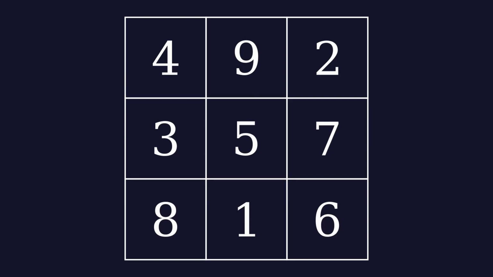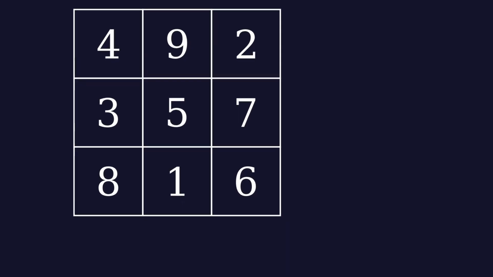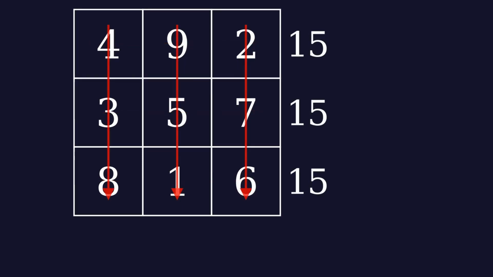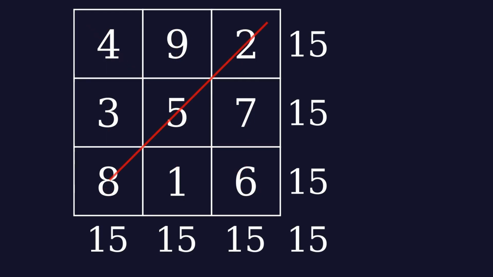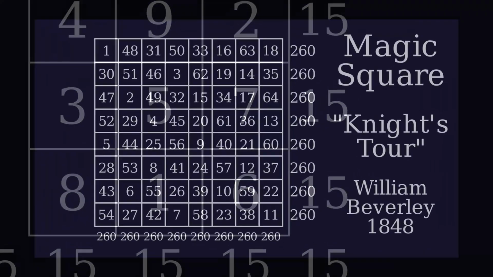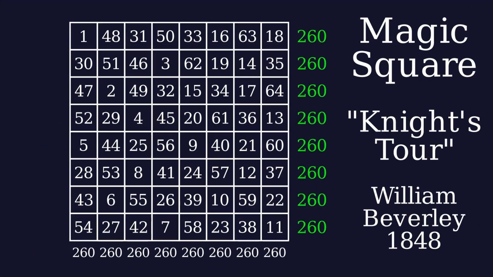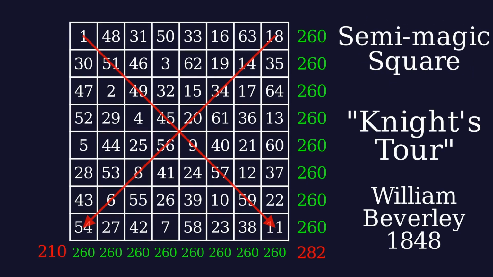A collection of numbers arranged in a grid can be called a magic square if the sums of the numbers in each row, each column, and both main diagonals are equal. However, in the specific case of the Knight's Tour magic square, only the rows and columns have the same sum, while the diagonals have different sums. This variation is referred to as a semi-magic square.